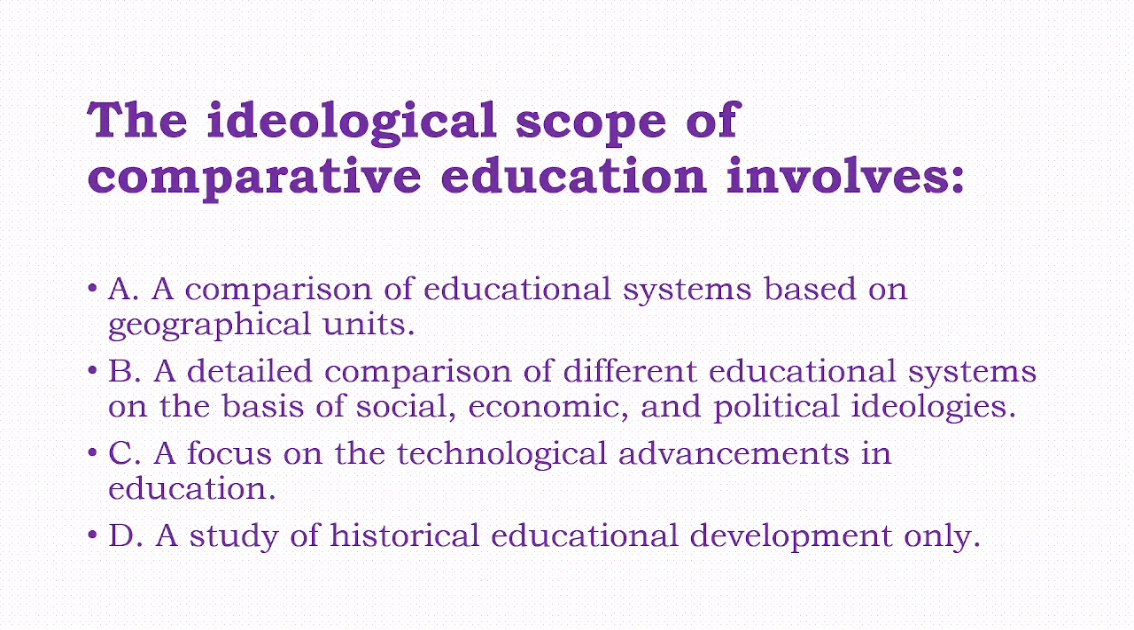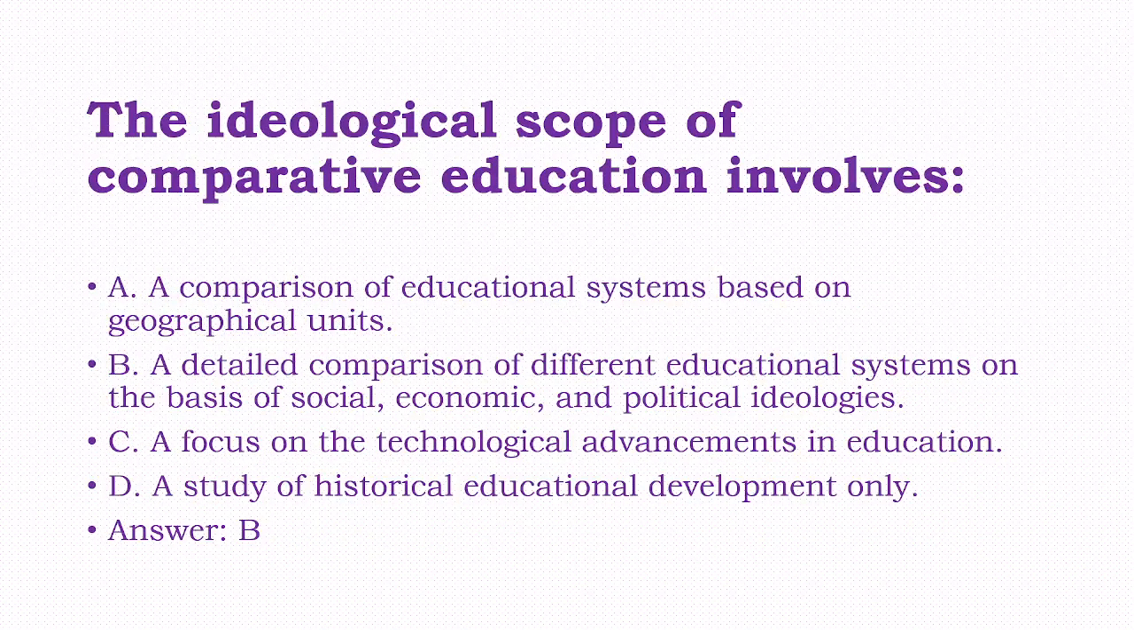Next, the ideological scope of comparative education involves, options: a comparison of educational systems based on geographical units, a detailed comparison of different educational systems on the basis of social, economic, and political ideologies, a focus on technological advancements in education, a study of historical educational development only. Answer of this question is option B, that is a detailed comparison of different educational systems on the basis of social, economic, and political ideologies.